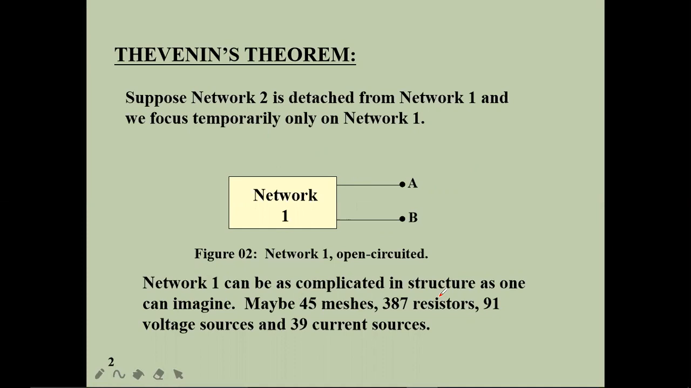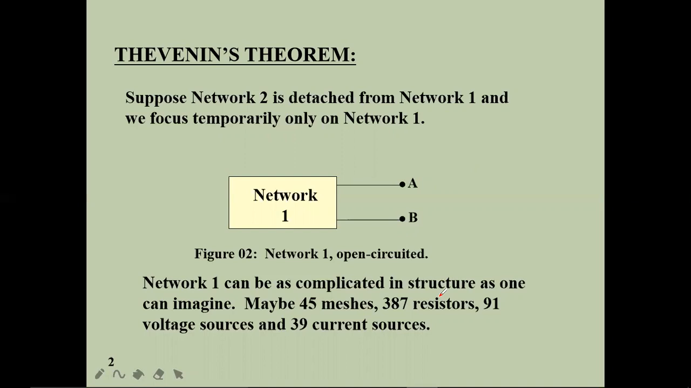Network 1 can be as complicated in structure as one can imagine. Maybe 45 meshes, 387 resistors, 91 voltage sources, 13 current sources. I took random numbers, so don't memorize these numbers of meshes. Network 1 may contain 45 meshes, 400 resistors, 92 voltage sources, 39 current sources.